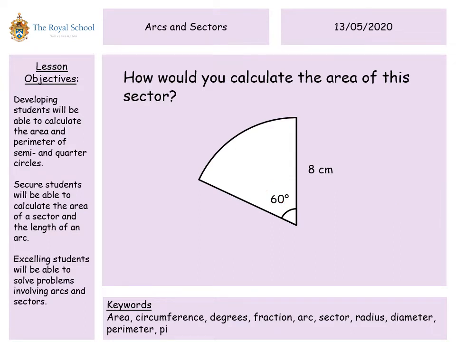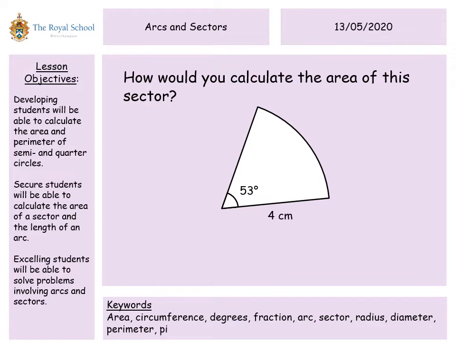So the area of the full circle would be pi times the radius squared, so pi times 8 squared in this case, and then we would find just 1/6 of that answer to get our final area. So the idea here is working out what fraction of a circle we have.